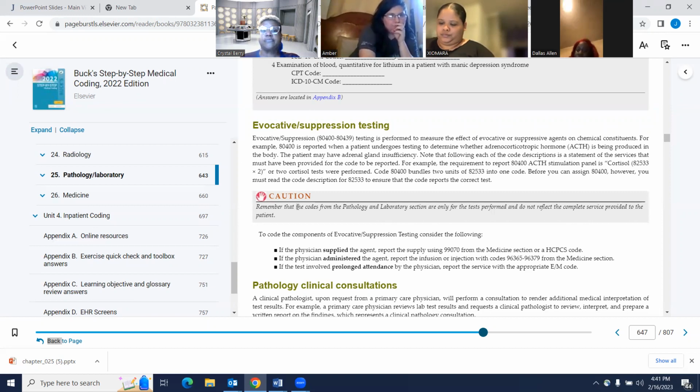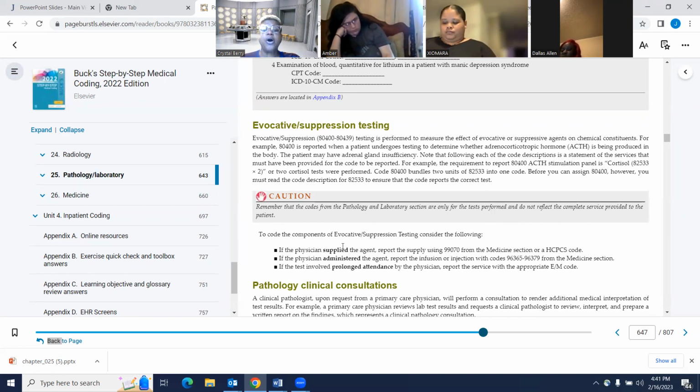It says caution. Remember, read your coding shots, read all of your cautions in your chapters. Remember that the codes from the pathology and laboratory section are only for the test performed and do not reflect the complete service provided to the patient.